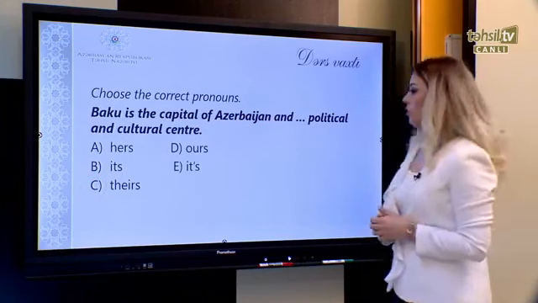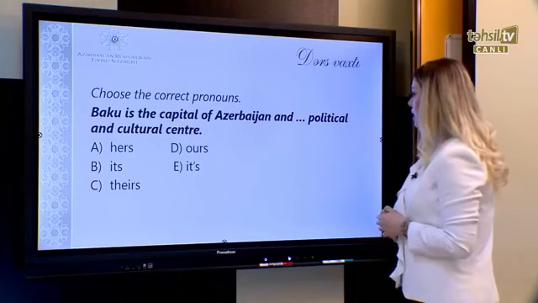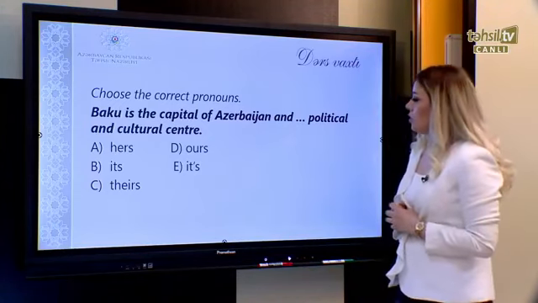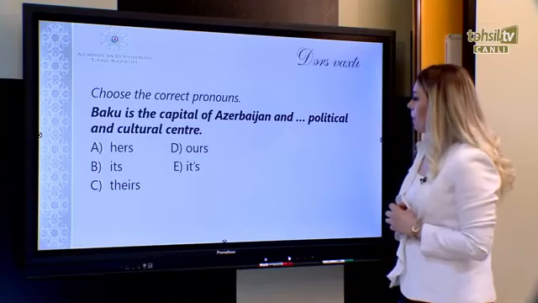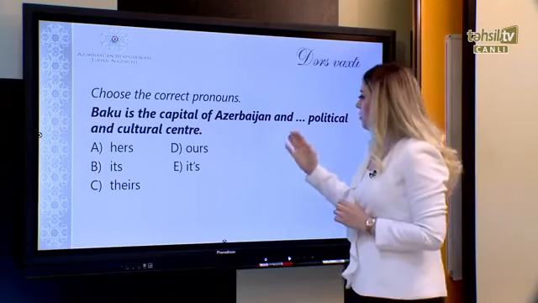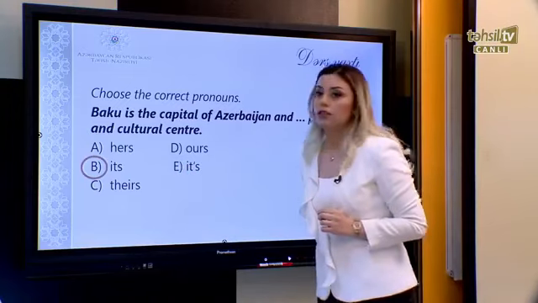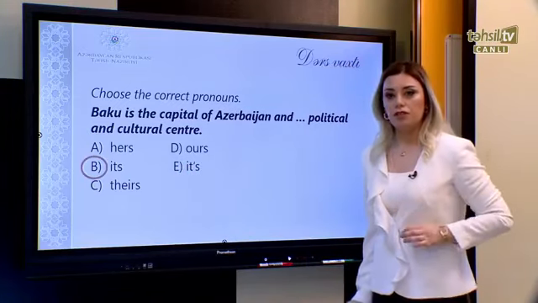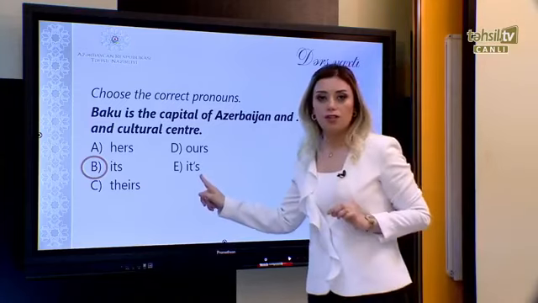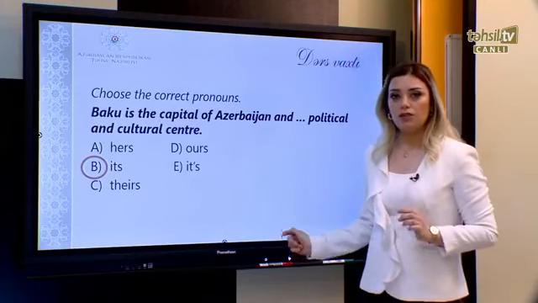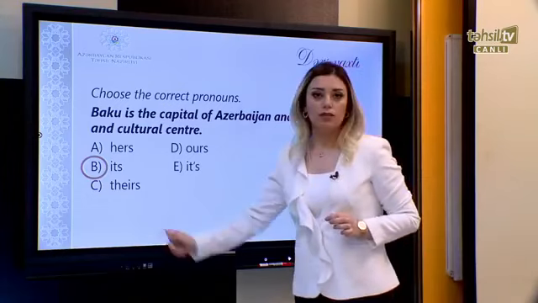Next question. Baku is the capital of Azerbaijan and its political and cultural center. So let's see. We need a possessive adjective here. Remember, without an apostrophe. With an apostrophe, it means it is, but we need a possessive adjective which is used without an apostrophe.